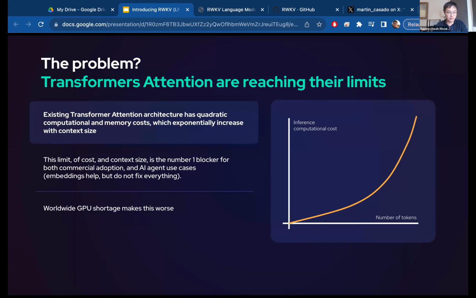The reason we point this out is because the problem we are trying to fix is that transformers are slowly reaching their limit when it comes to context size. I think we have friends here who just presented using their models with RAG and things like that. Context size limit is an actual bottleneck. On the flip side, the longer your chat history and the bigger the context size, the more the computational cost increases, because transformers scale quadratically. And this limits adoption for both AI agent use cases and commercial use cases.